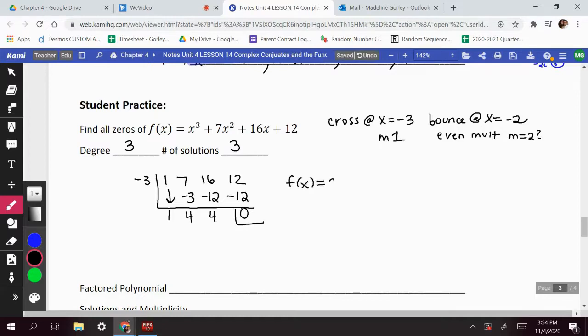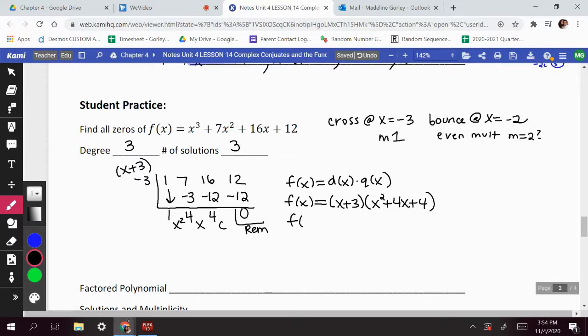I'm going to write my function as divisor times quotient. What was I dividing by? Well, if the solution was negative 3, then the factor would be x plus 3. And what was my quotient? This is remainder, constant, x squared. So I get x squared plus 4x plus 4. And that I can pretty easily continue factoring. We're going to have x plus 3.